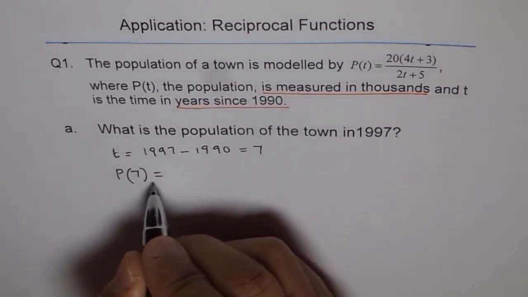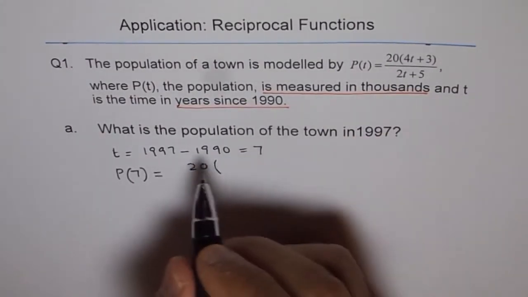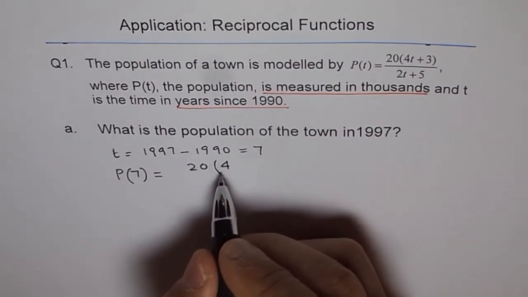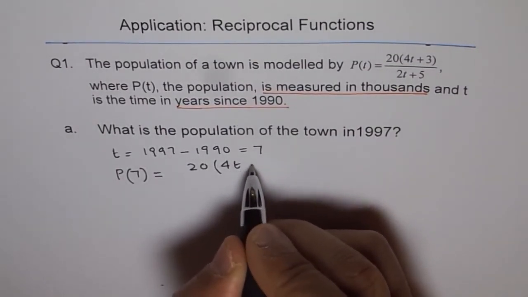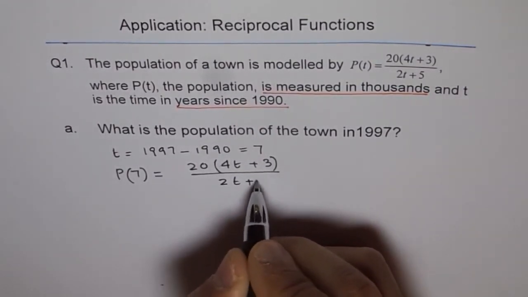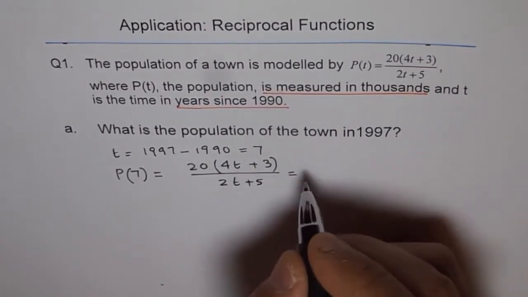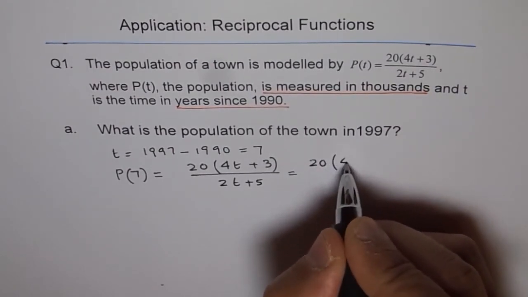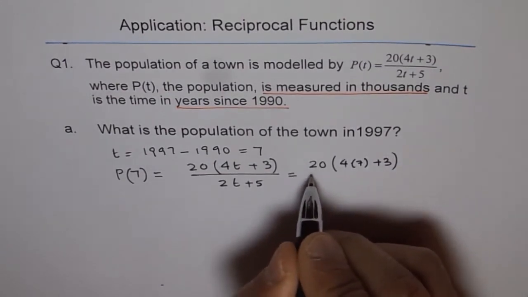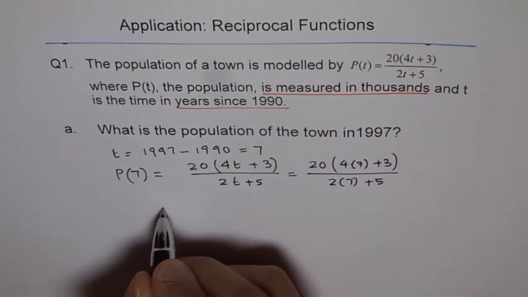So now it's an easy job. Once you figure this out, you can plug it in and find the answer. The question gives you the formula, which is 20 times (4t plus 3) over (2t plus 5). Let me write the formula first and then we'll plug it in. P of 7 means substitute 7 for t, so we get 20 times (4 times 7 plus 3) over (2 times 7 plus 5), correct?